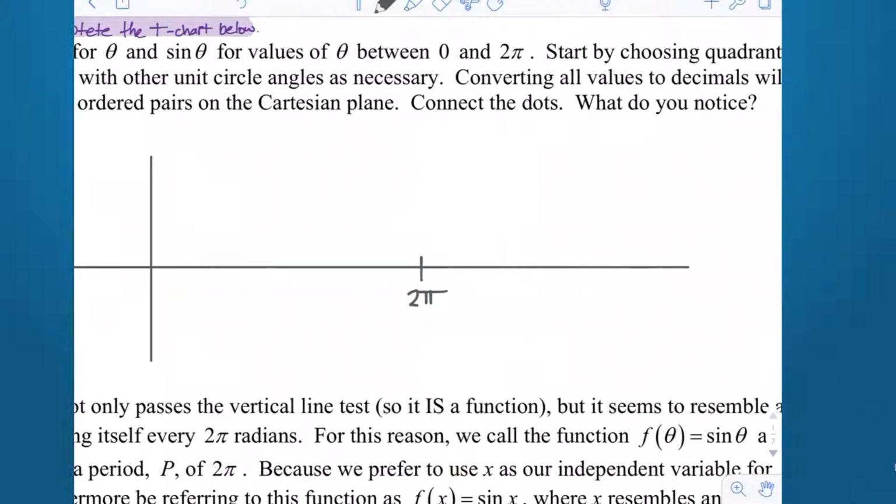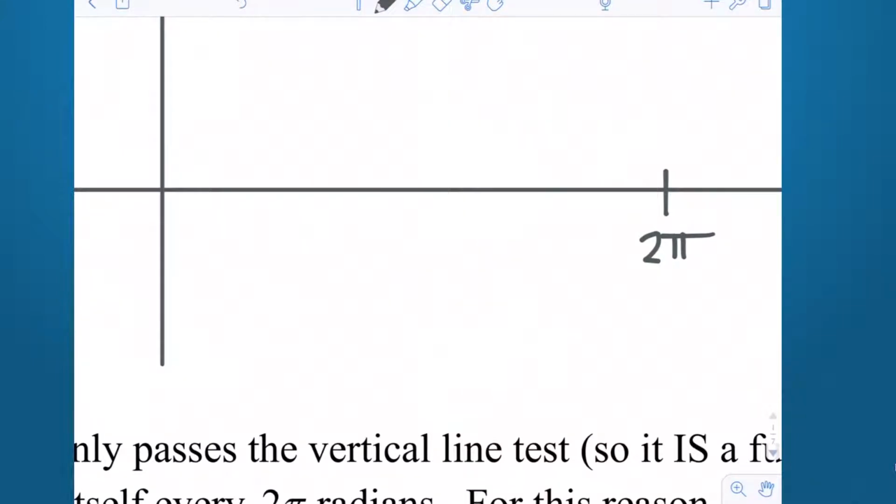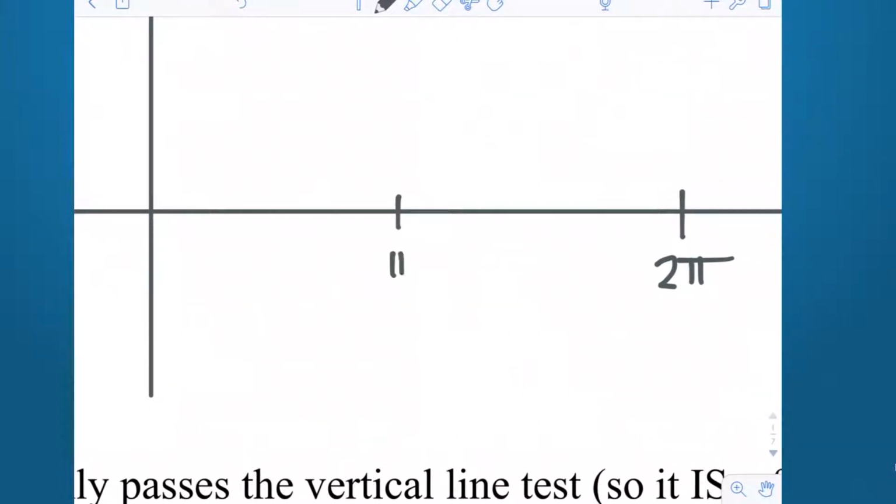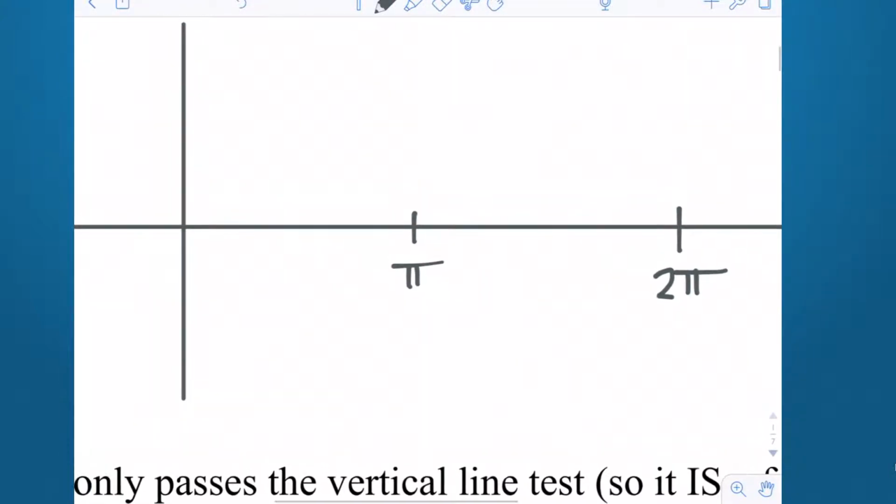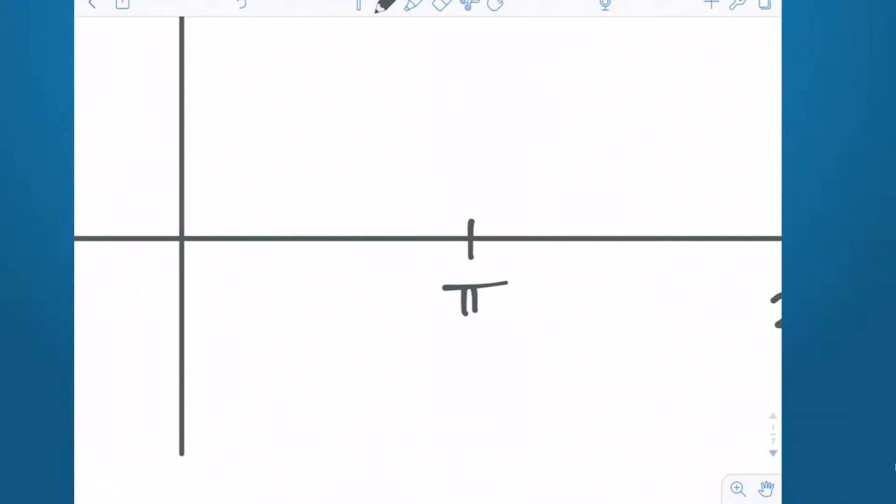All right. Now, once I've called that 2 pi, I can eyeball the halfway point. And what's half of 2 pi? 1 pi. We just downloaded 5.4. And then halfway between 0, which is the y-axis, and pi, we'll cut that in half and call it pi halves. So now we have pi halves, pi.